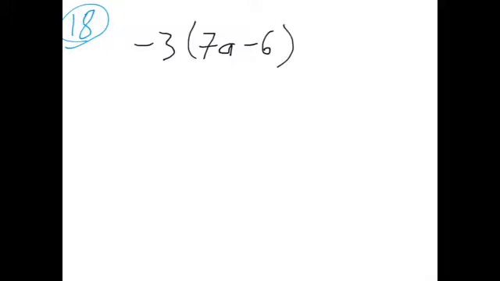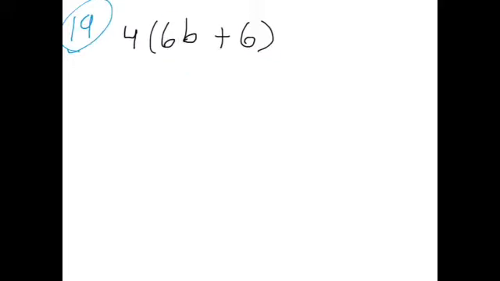On 18, this negative 3 needs to be multiplied by both of those things inside. Negative 3 times 7a is going to give you negative 21a. And negative 3 times negative 6 is going to give you a positive 18. So negative 21a plus 18.